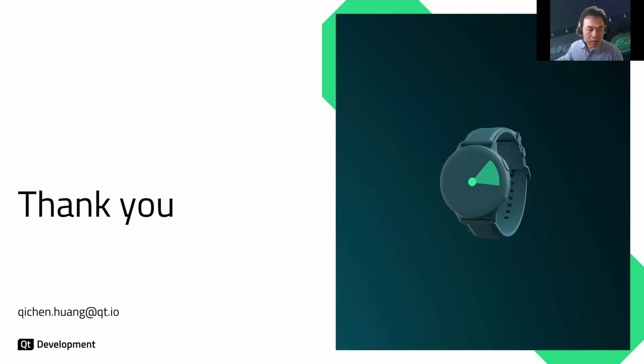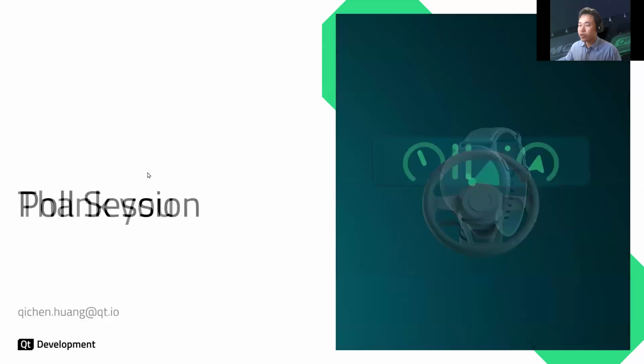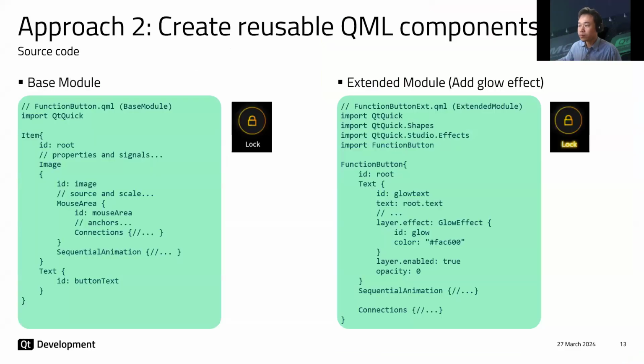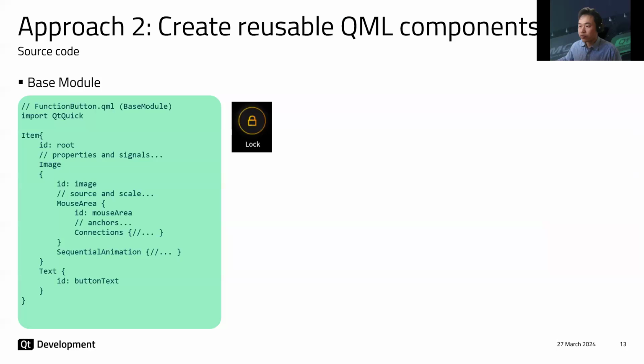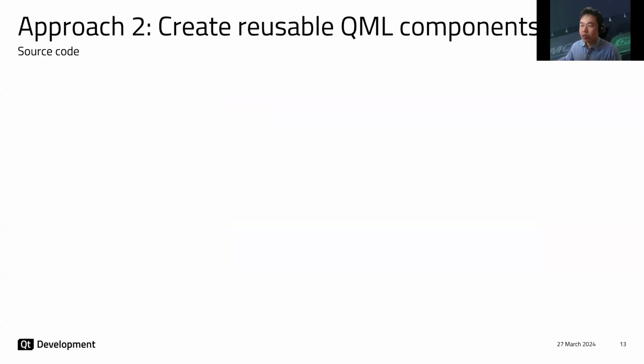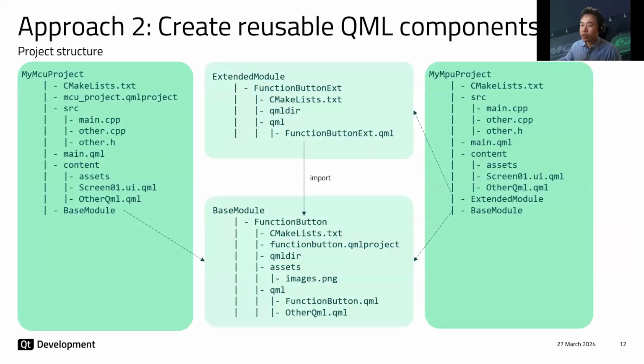Also, in MCU and MPU, there are some other features like the font engine and the partial frame buffer. These features are not included here, and they can only be handled in the CMake file, so that is handled differently in this part. And those reusable components are only for the QML components here.